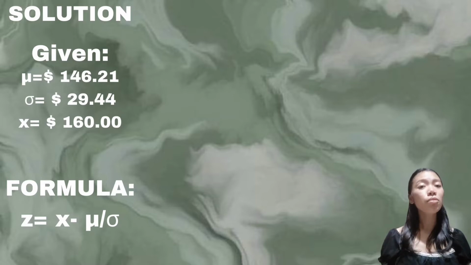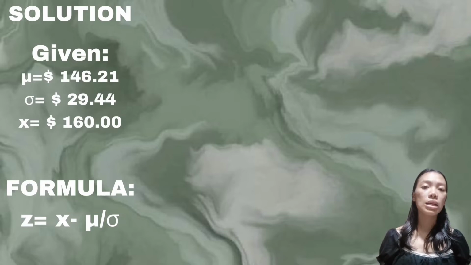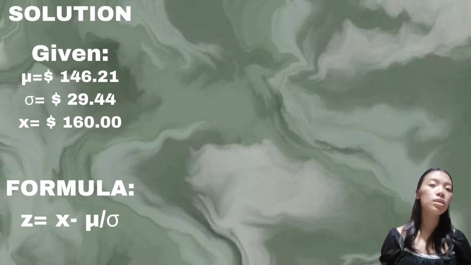Okay, to solve this problem, let us identify first the given. So we have the mean, which is $146.21. We have a standard deviation of $29.44, and also we have $160 as our x.